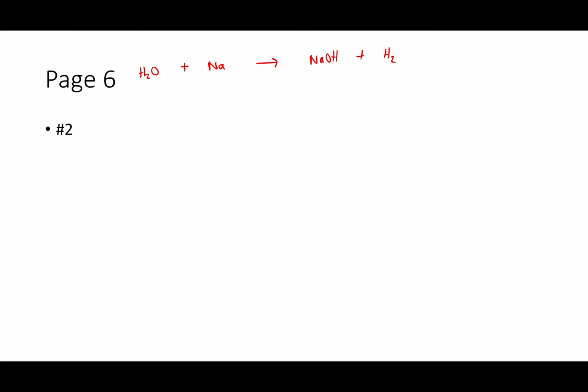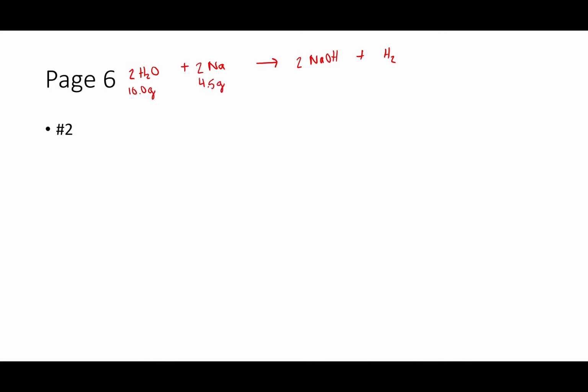Okay, your balanced equation should be 2 waters with 2 sodiums producing 2 sodium hydroxides and just 1 hydrogen gas. Okay, so it says identify the limiting reactant, and it gives me 10.0 grams of water, and it gives me 4.5 grams of sodium.